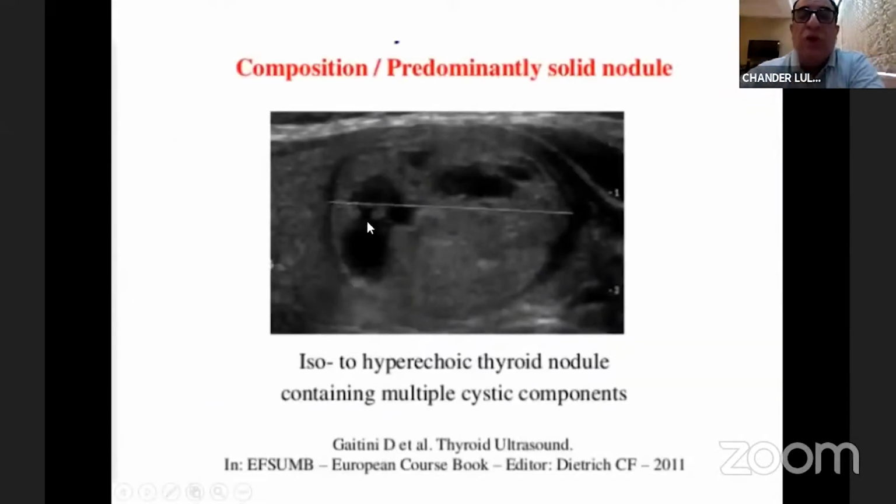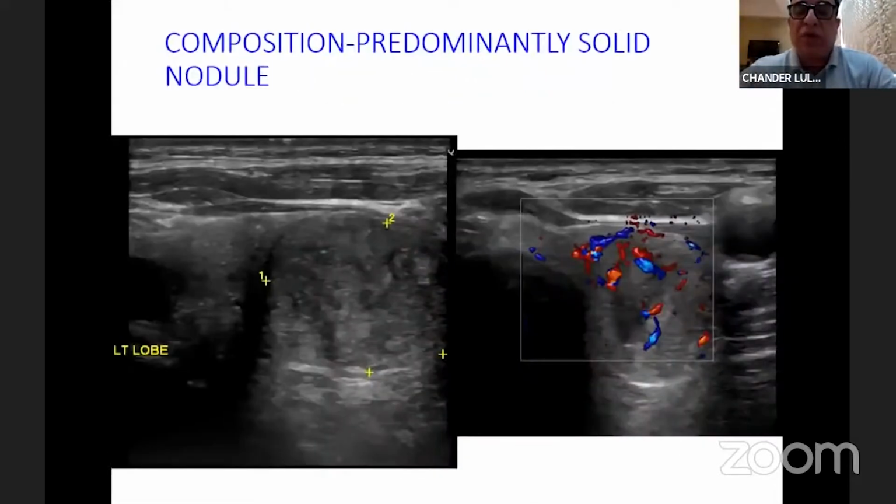Now, this is a predominantly solid nodule with cystic areas, but it is isoechoic, same echogenicity as the thyroid, and the halo is thin, and it is long axis. The longest diameter is in the long axis, and it contains multiple cystic components. Again, no calcification, no vascularity, suggesting more chance of it being a benign nodule.